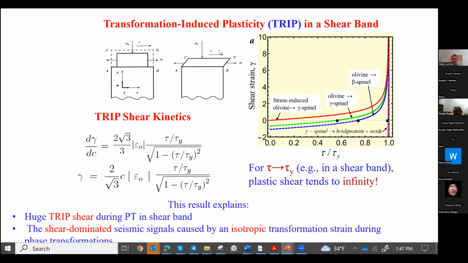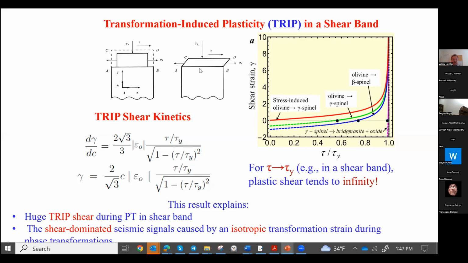And transformation-induced plasticity, or TRIP, is well known in geophysics, but it was neglected because it's really small. And this is true unless we consider shear bands. And here is a shear band, and you see a portion of olivine isotropically transforms to spinel. And to restore continuity of displacement, this portion of material plastically deforms to such a shape.